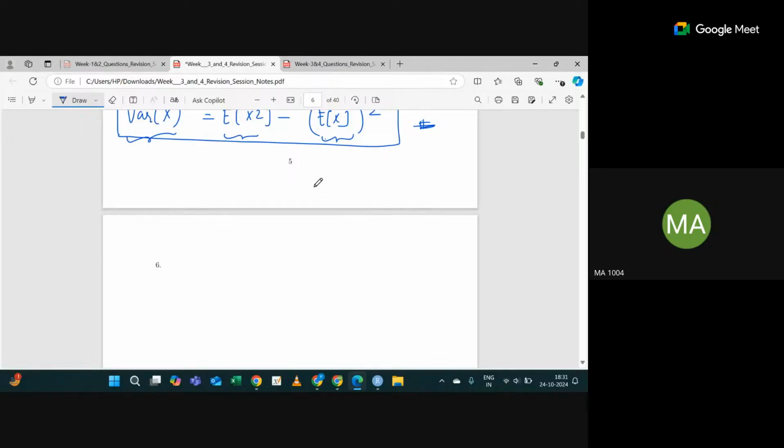So let's do one example. Sir, one request. Can you show the above page where you wrote the expectation?